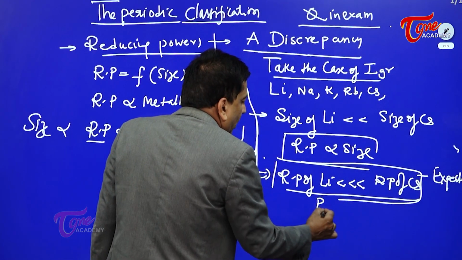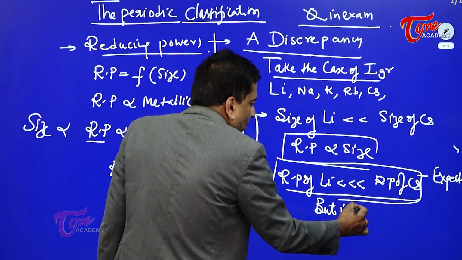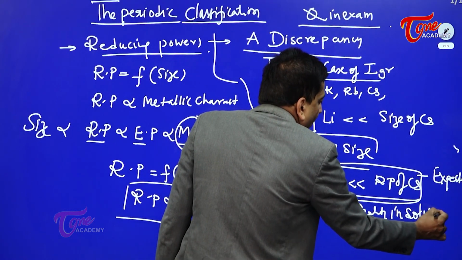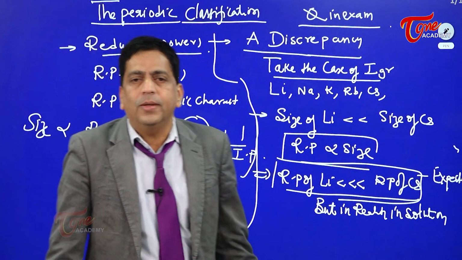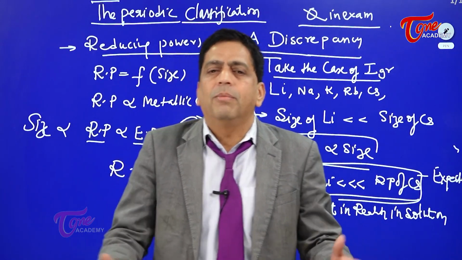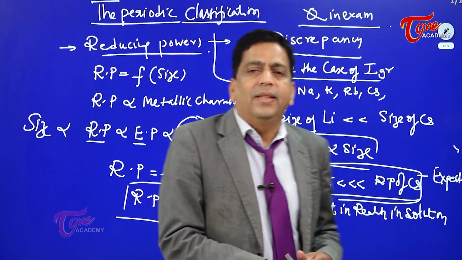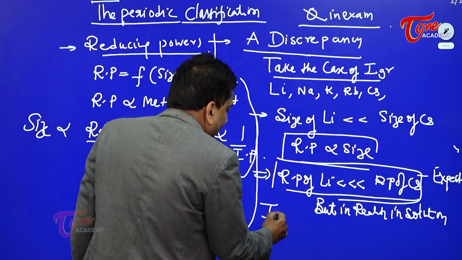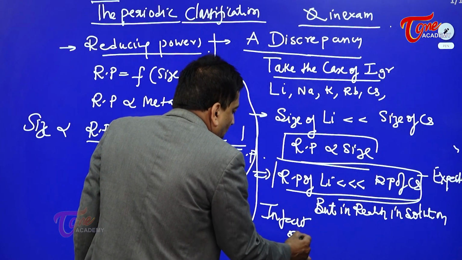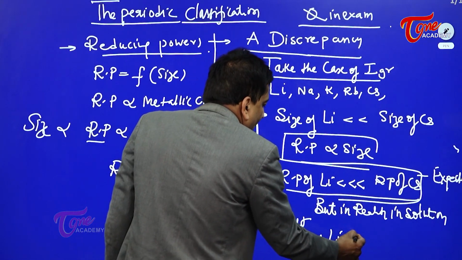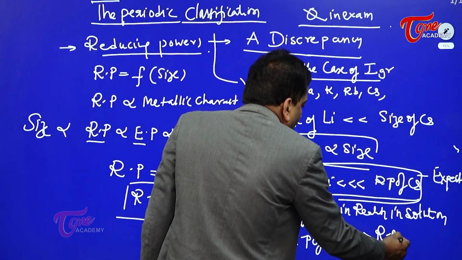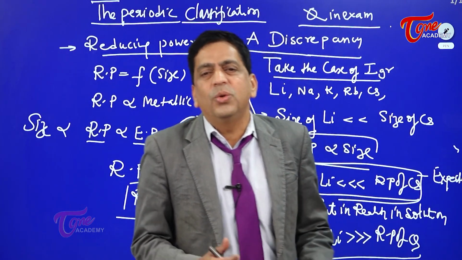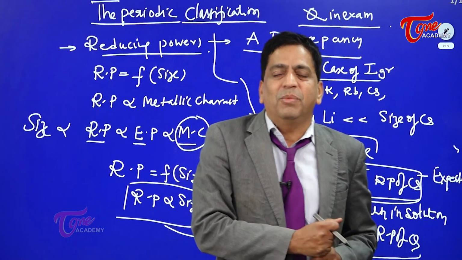But actually, in reality, in a medium, you find a discrepancy here. The discrepancy is, in fact, that the reducing power of lithium is greater than the reducing power of cesium. You must understand. In fact, lithium is a powerful what? Reducing agent, and not what? Cesium. You must understand here.